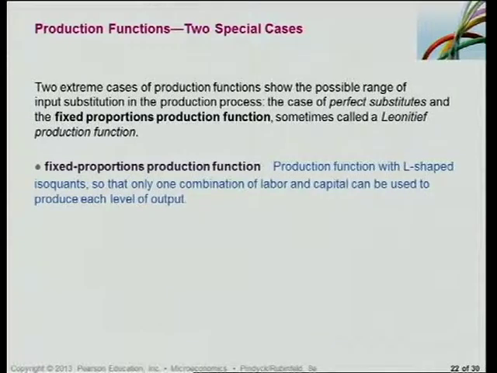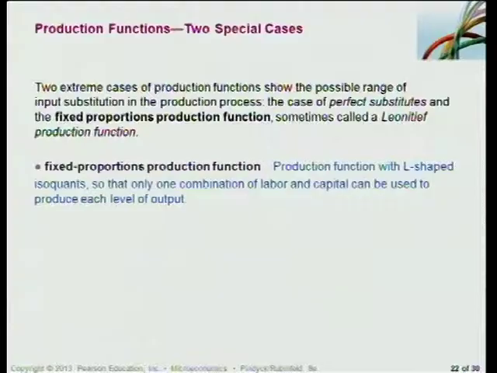Now, we've dealt with production functions. We said that a production function is a function of two inputs, right? Capital and labor. Now, there are two special cases. This is the general production function. But there are two special cases of production function, and in terms of the test, you have to distinguish between the two in words and graphically. So there are two extreme cases of production functions that show the possible input substitution in the production process. And these are extreme cases which are theoretical, not in the real world.